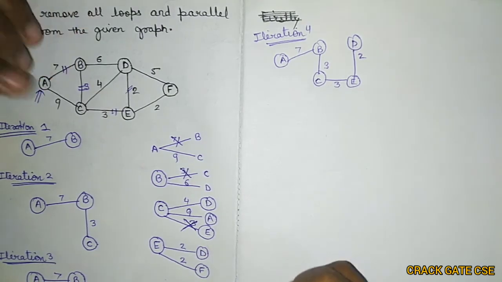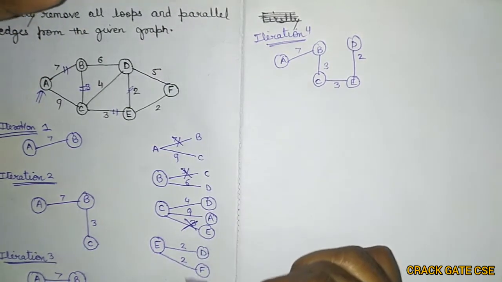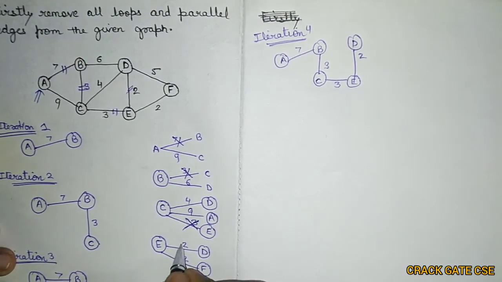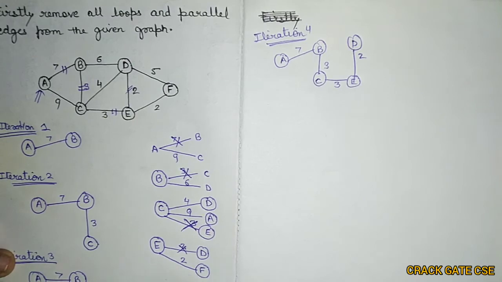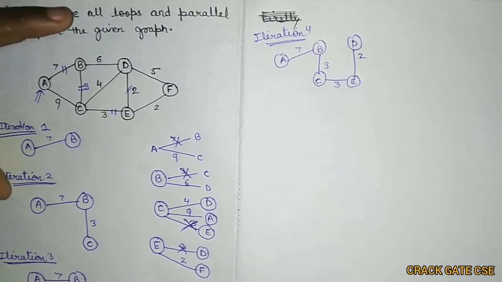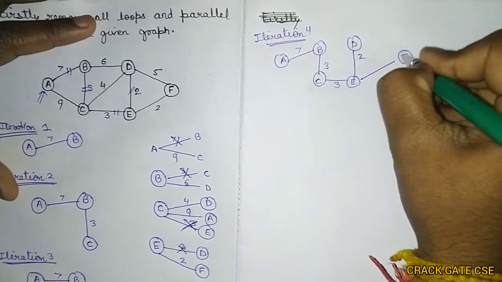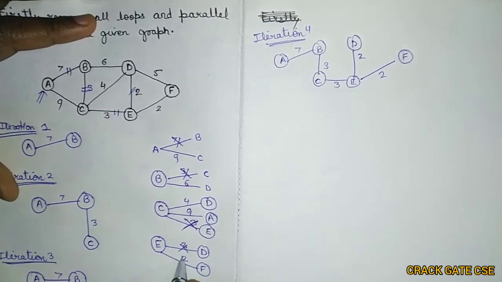So now I have to select the next minimum out of all these adjacent edges. So what is next minimum? We have already selected E to D. Now E to F is the minimum, that is E to F. So I can select E to F with 2. So E to F is selected.